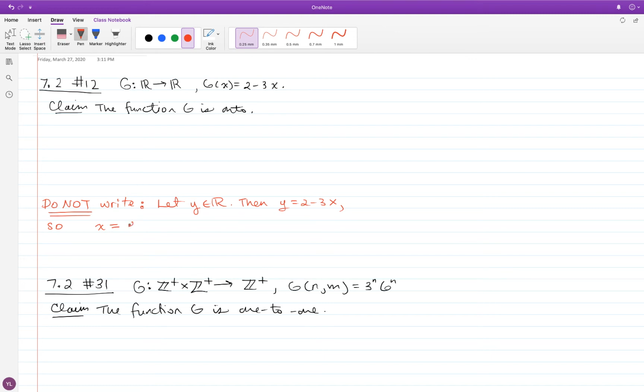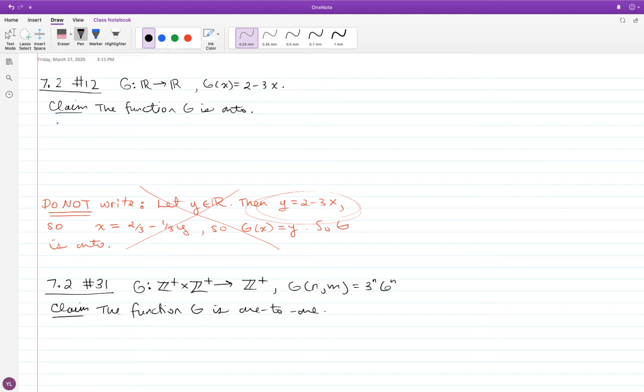I saw a common error when I was reading through the homeworks. Let y be an element of the codomain, then y equals 2 minus 3x. What is x? x is not defined, and even if it were, you're coming out and declaring that y is equal to f of x, and that's what you're trying to show. So writing something like this is just completely backwards, all right?